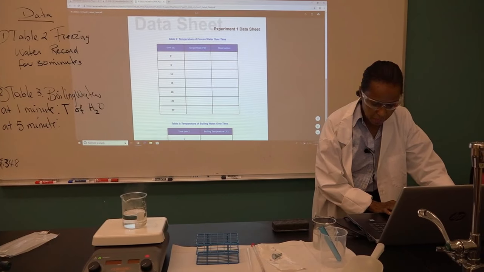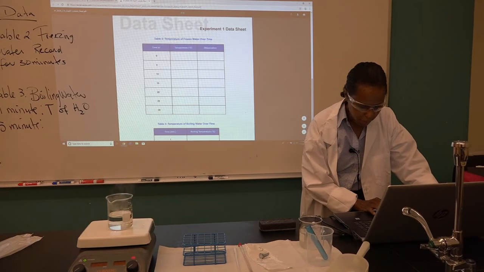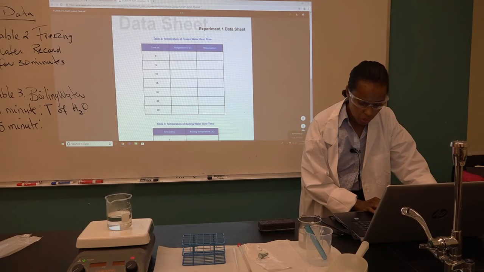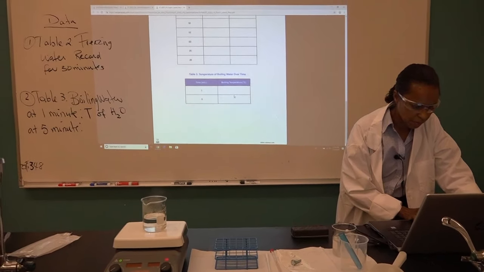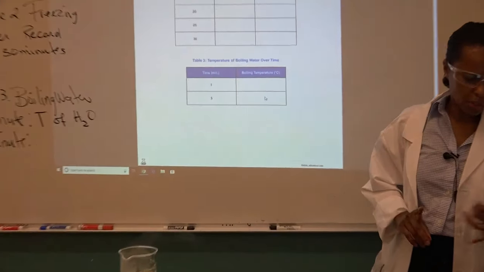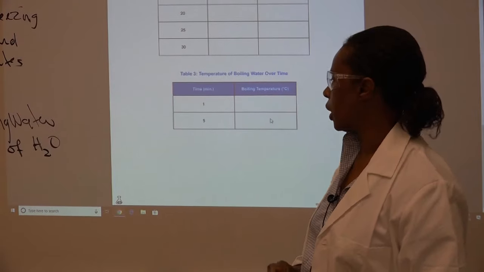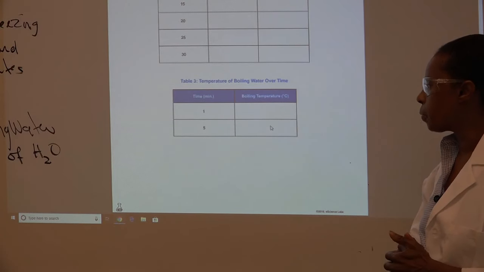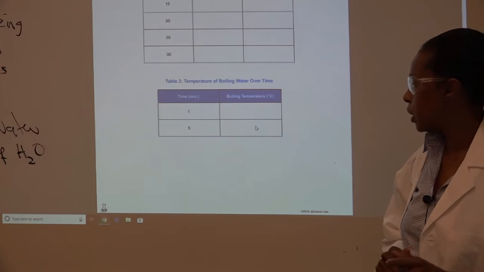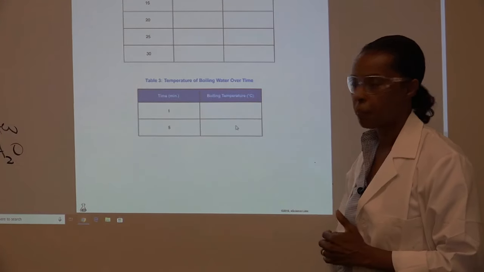And as you do that, you're going to wait 5 minutes, and you're going to record once again. And this is the table that you have here. So you want the temperature of your boiling water after 1 minute, and the temperature of your boiling water after 5 minutes, and then you're going to record the two of them there.